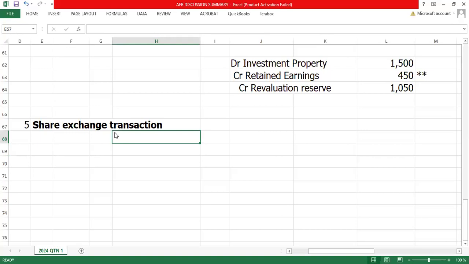Now, let me try to summarize. In the books of, let's say, HL, if you look at HL, initially you had the share capital. You had the share capital.